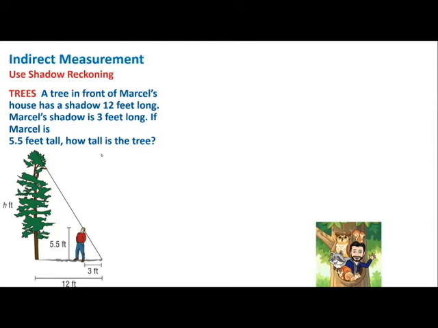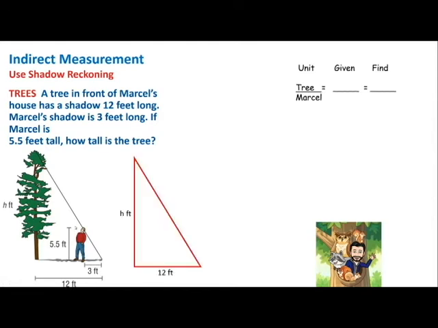If you're feeling uncomfortable, I would suggest that you start off by trying to draw the triangles separately from one another. Notice that right here, you have a large triangle for the tree and its shadow. You have a small triangle for Marcel and his shadow. Some people find it a lot easier to draw the tree triangle and Marcel's triangle separately. If you don't need to do that, certainly don't feel obligated to do that, but it might be helpful.